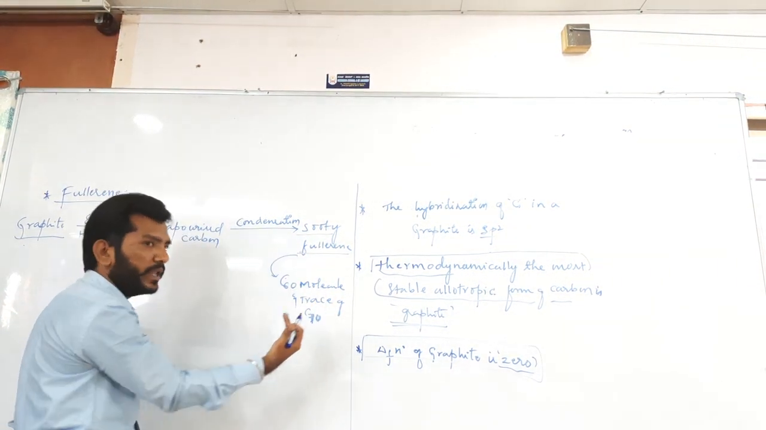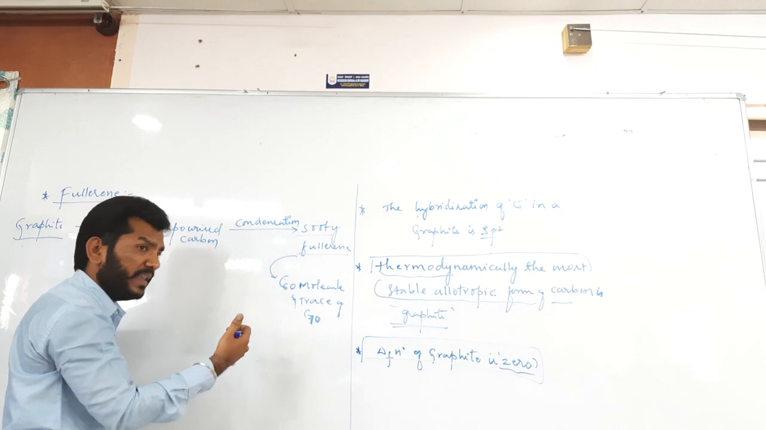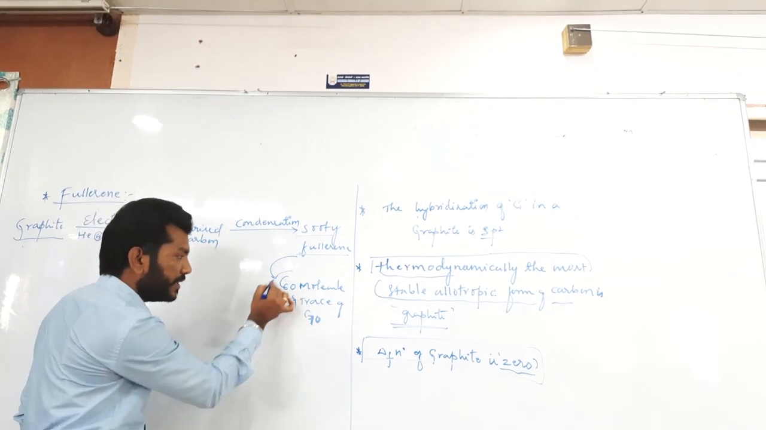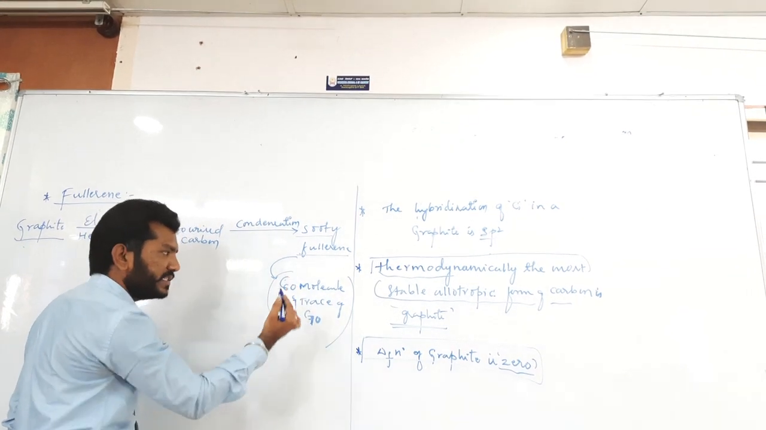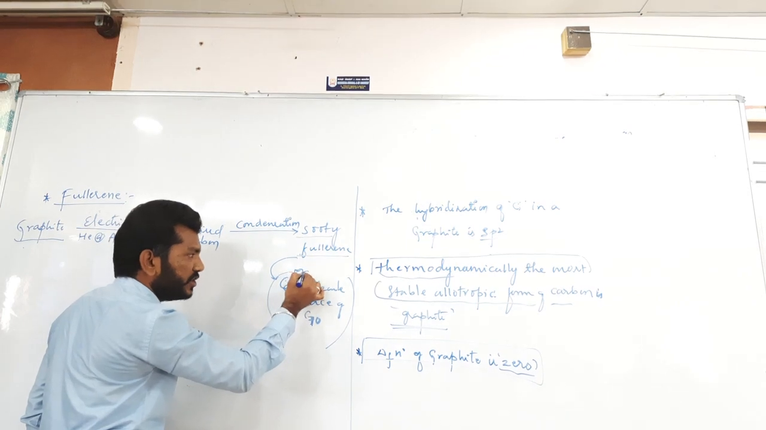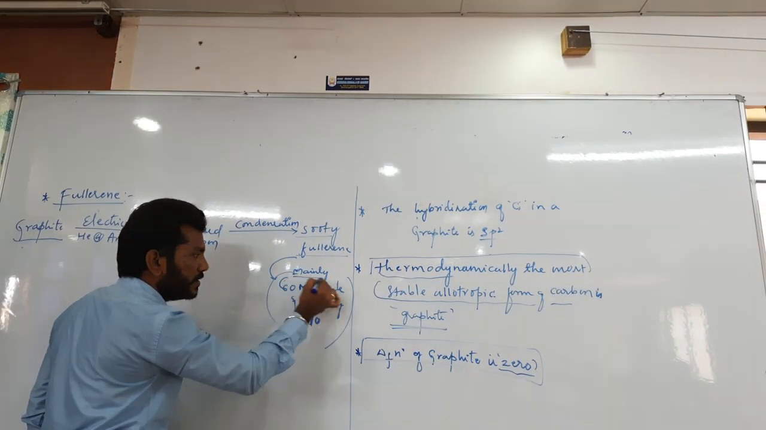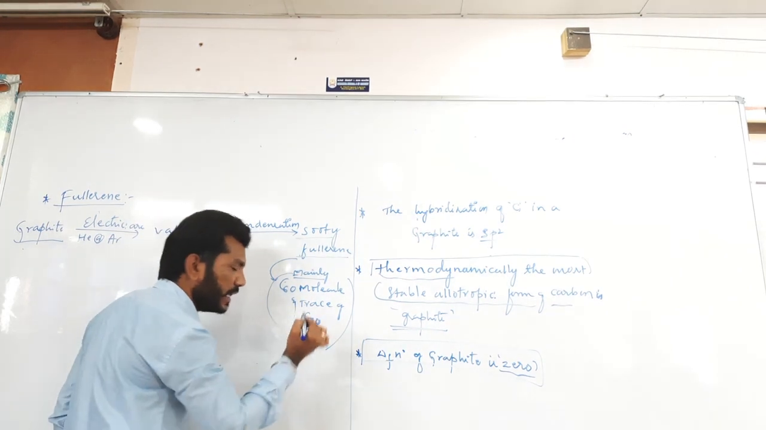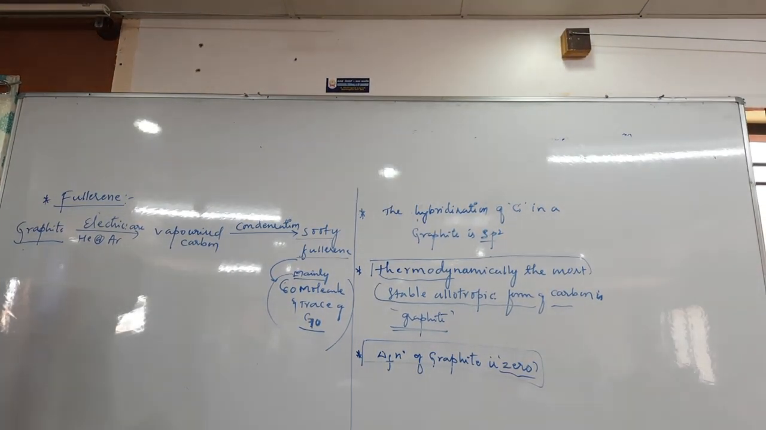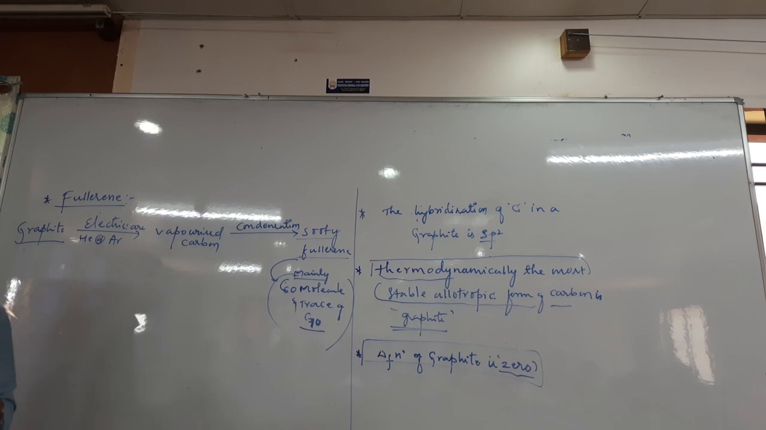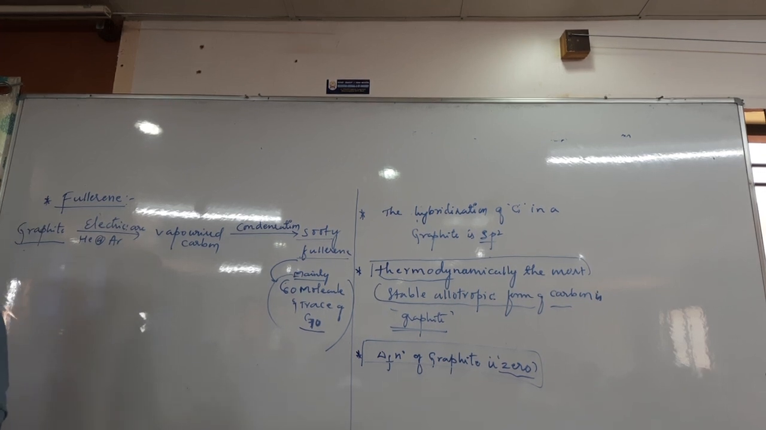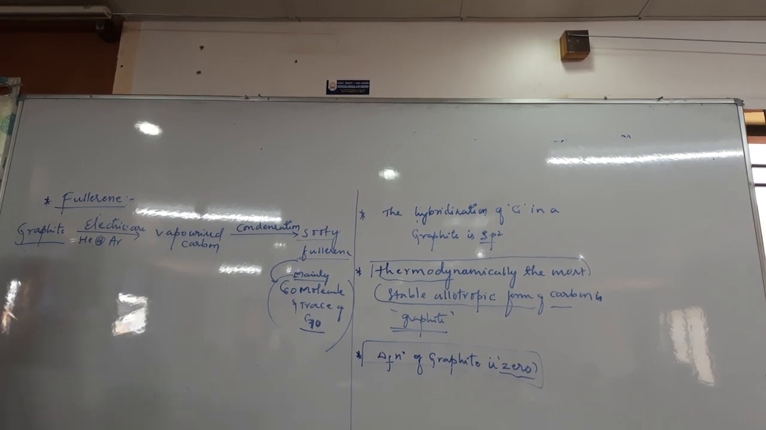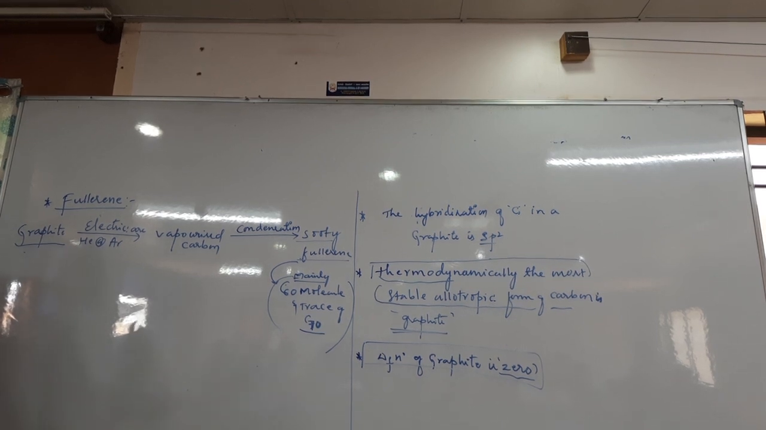What actually is sooty fullerene? Sooty fullerene mainly consists of C60 molecules as the major form, and small traces of C70 molecules. Is it clear? So this is the so-called sooty fullerene, guys. Since we got two forms of fullerene here, one in the form of C60 and another in the form of C70.